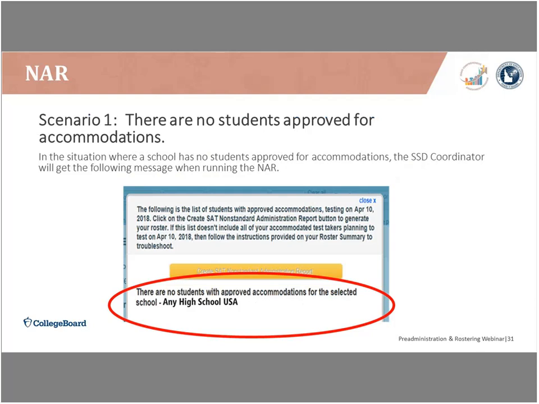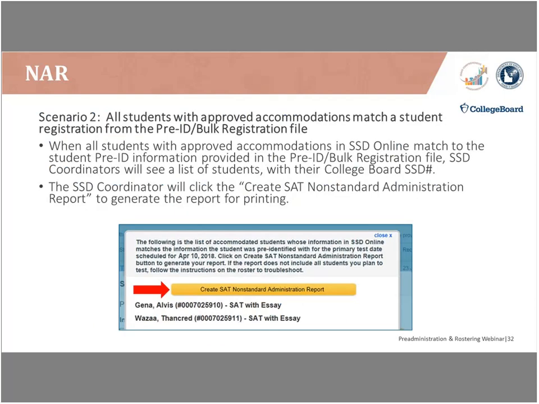Again, scenario 1, there were no students approved for the accommodations. The SSD coordinator will get a message that will look like this when running the NAR, and circled in red, there are no students with approved accommodations for the selected school. As the SSD coordinator looks at this and they know that they have potentially 1 or 2 students who they've placed in for accommodations requests, they basically will just continue to monitor the SSD system until those students are actually moved into an approved process, and then they will show up as part of the NAR.